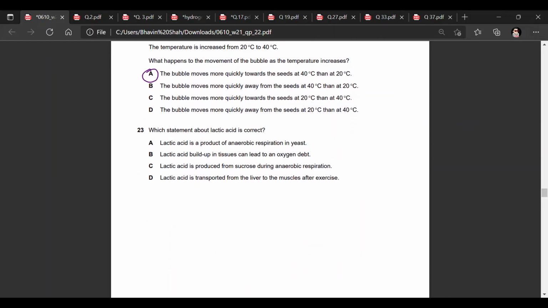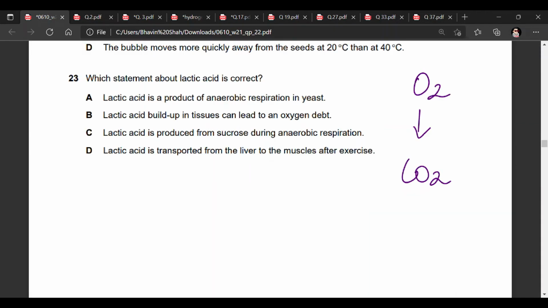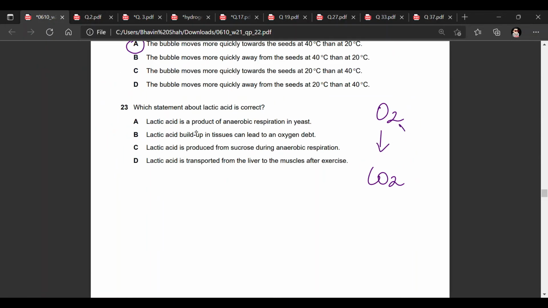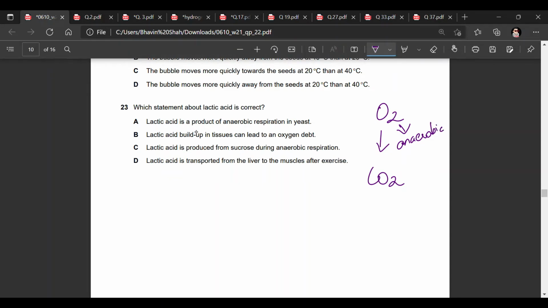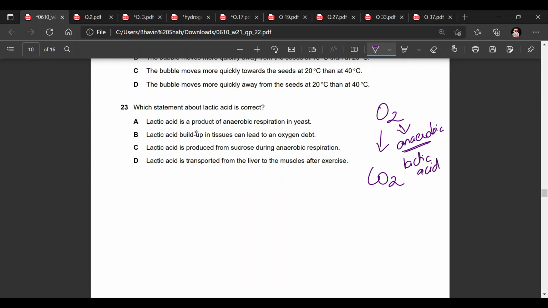Which statement about lactic acid is correct? Now, where is this lactic acid made? When an organism is doing aerobic activity, the organism takes in oxygen and gives out carbon dioxide. But there will be one point where the body reaches a point where you cannot take in any more oxygen but continuing with the activity. At that point, the body undergoes anaerobic respiration. In anaerobic respiration, that means in the absence of oxygen, the body shifts to anaerobic and makes a byproduct. This is called lactic acid in the muscles.